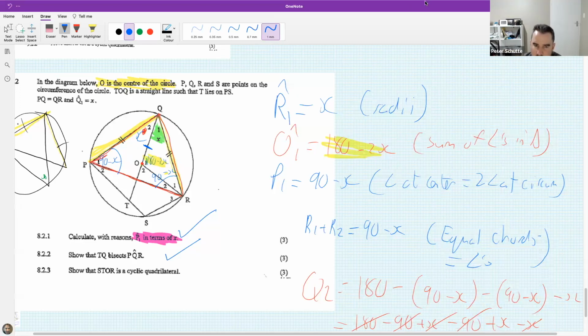All right, last question for the day, and then we call it a day. Show that STOR is a cyclic quad. So we've got all this information on the drawing, and we need to show that STOR is a cyclic quad. What are the tools we have for showing something is a cyclic quad?